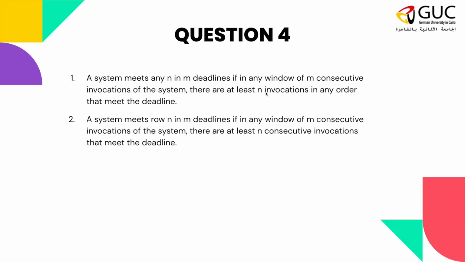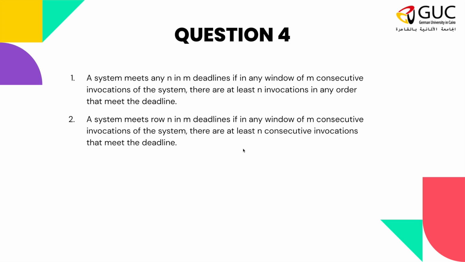Met non-consecutive. So from here we can deduce the keyword that a system meets any. Meets means that I'm in the met, not the missed category. And any n in m deadlines refers to non-consecutiveness. Therefore, this constraint was tackling the non-consecutiveness of meeting deadlines. There are at least n invocations in any order, and in any order also refers to non-consecutive.